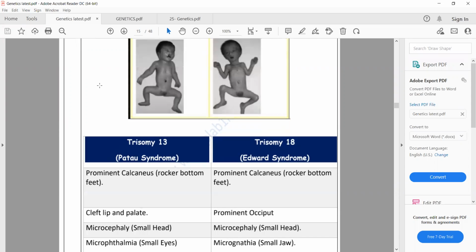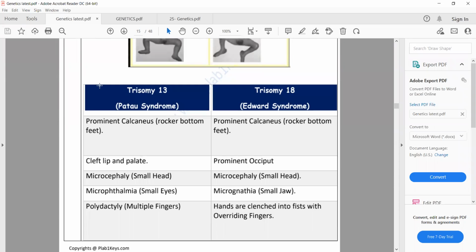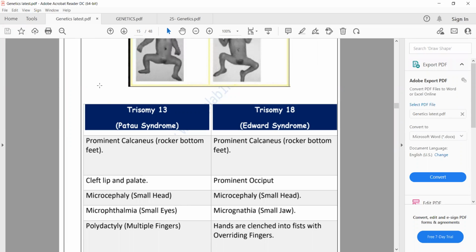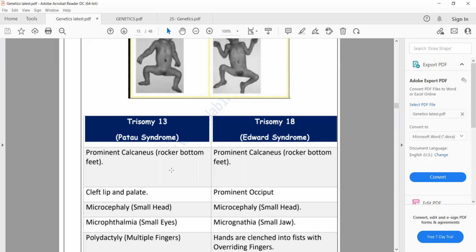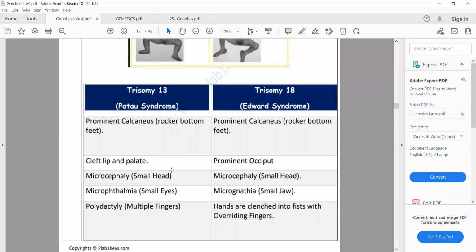So what is trisomy 13? Trisomy 13 is when, instead of 2 copies of chromosome number 13, 3 copies of chromosome number 13 are present. Due to an extra copy of chromosome number 13, what happens? The child will have a prominent calcaneus, also known as rocker bottom feet, cleft lip and palate. You can see in this diagram the cleft lip and palate, microcephaly and microphthalmia, and polydactyly.